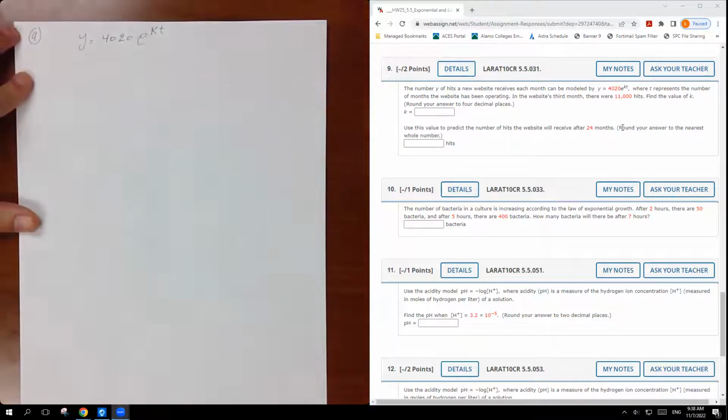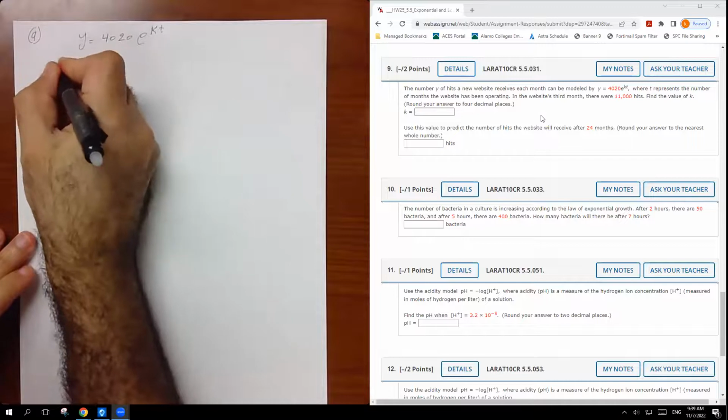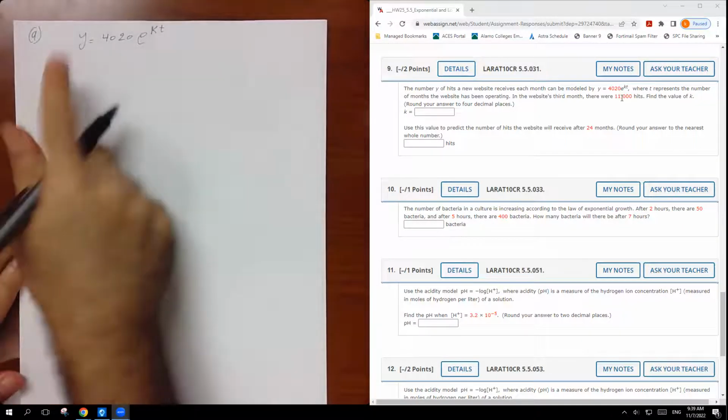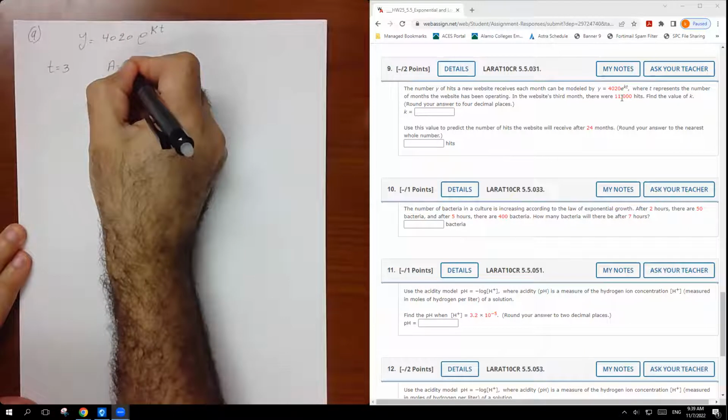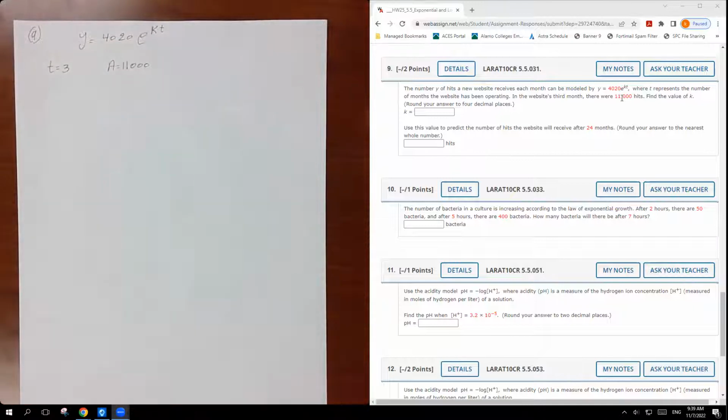Now let's see what they ask us. They're telling you where t represents the number of months the website has been operating. And the website's third month. Now here's the important thing. Third month means our t is 3, because the time goes by month. Where there were 11,000 hits, that means at that time your future amount is 11,000 hits. Find the value of K.